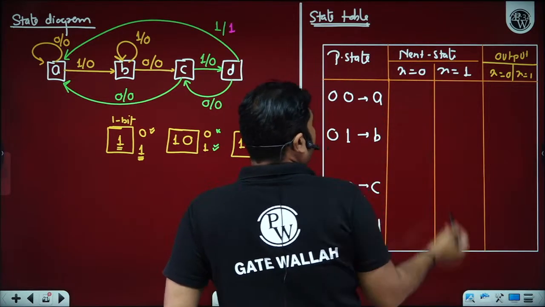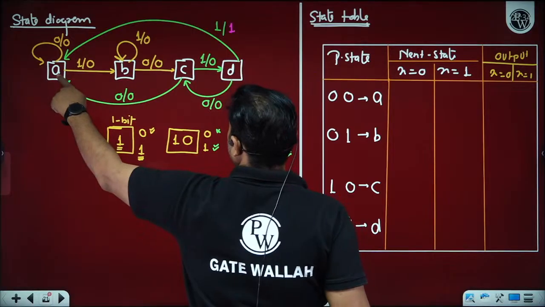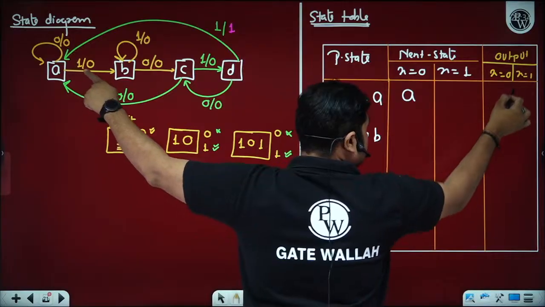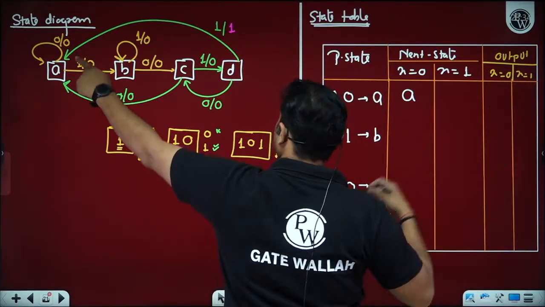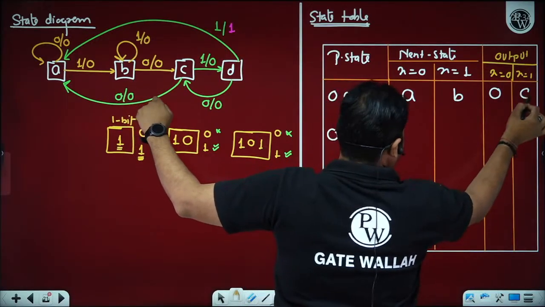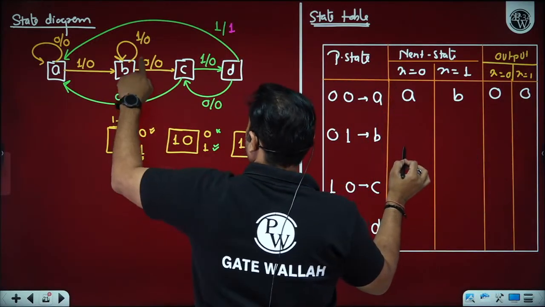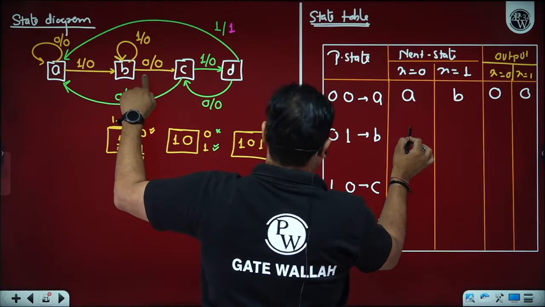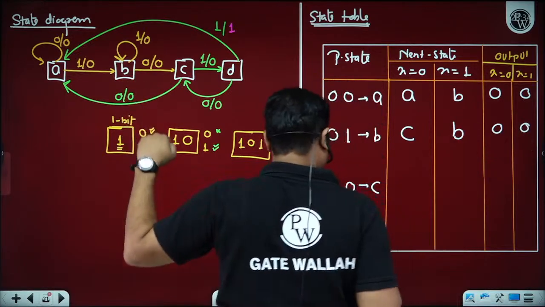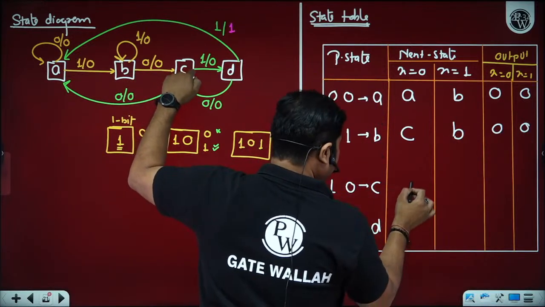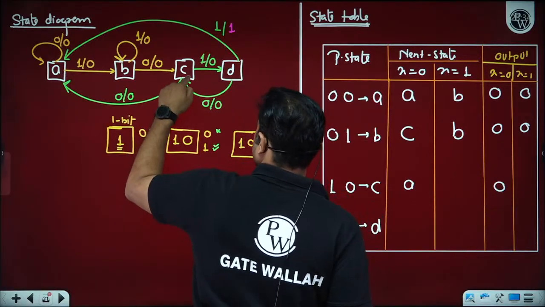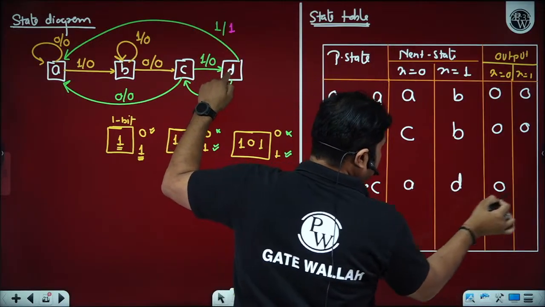Now please observe, we want to know the next state. If you are in state A with x equals 0, the next state is A with output 0. With x equals 1, state B, output 0. If you are in state B with x equals 0, you will move to state C. For x equals 1, you will remain in state B, output in both cases 0. If you are in state C with x equals 0, you will move back to state A, output 0. And with x equals 1, you will move to state D, output 0.